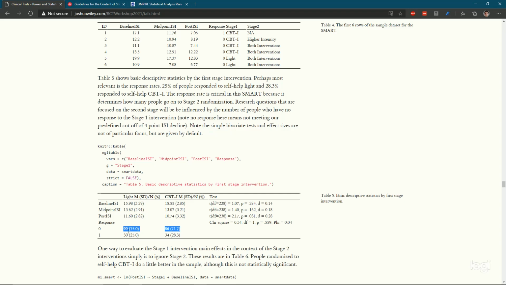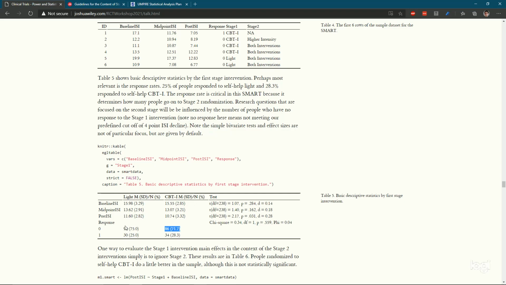So even though we started with 120 people in each condition, only 90 people in the light condition, 75%, did not have a response and therefore get re-randomized. 86 people in the CBTI condition did not have a response and therefore got re-randomized. The rest of them had a response, so they're not re-randomized. So they're not going to feed into that re-randomization part of the trial.